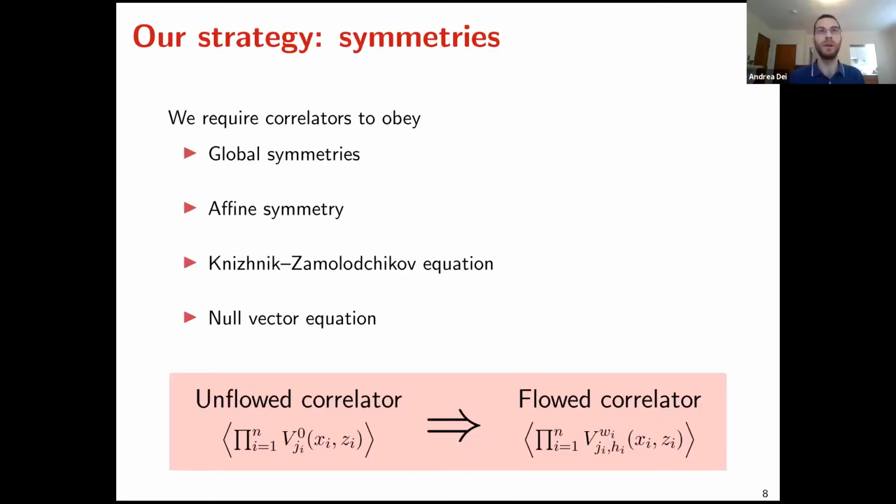Now, what emerges from this analysis is that knowledge of the unflowed correlator, so the one that has been deeply studied in the literature, the one where no insertion point carries any winding, will lead to a complete knowledge about the flowed correlator. So once you know the properties of the correlator with no winding, we will be able to deduce all the properties of the correlator with winding, the quantity that has been missing for years.